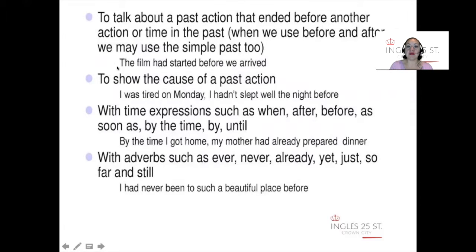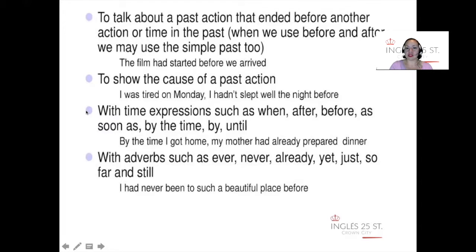Okay, so the film had started before we arrived. Okay, so what happened first? The film started and then we arrived. Also, to show the cause of a past action. So I was tired on Monday. I hadn't slept well the night before. Okay, so why was I tired on Monday? Because I didn't sleep well the night before.